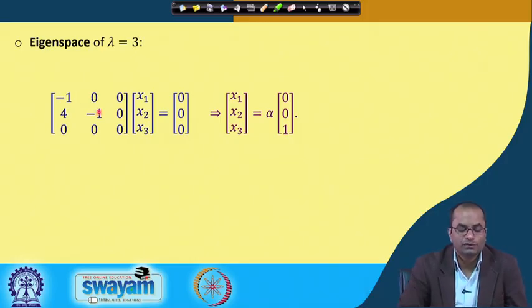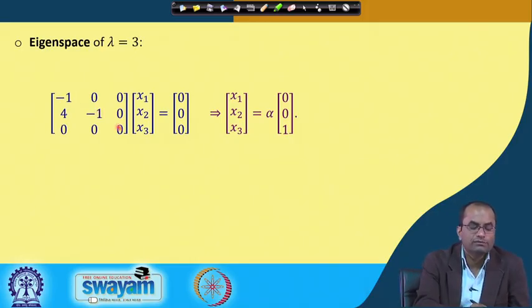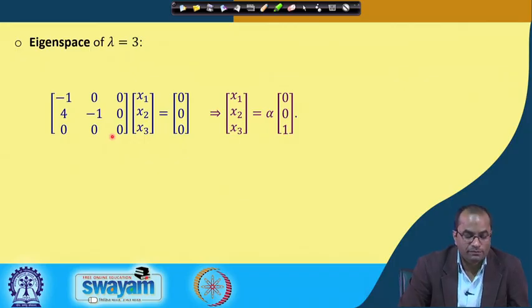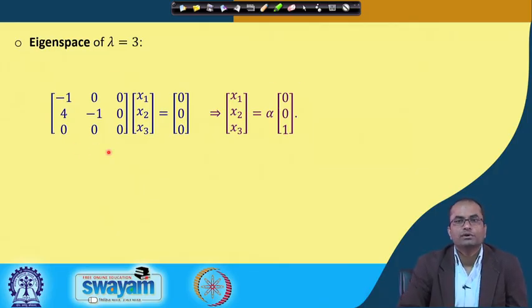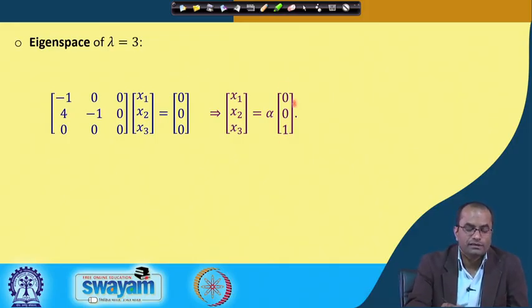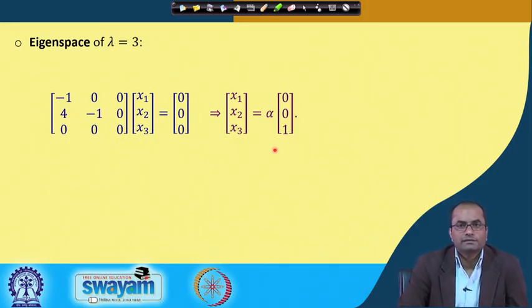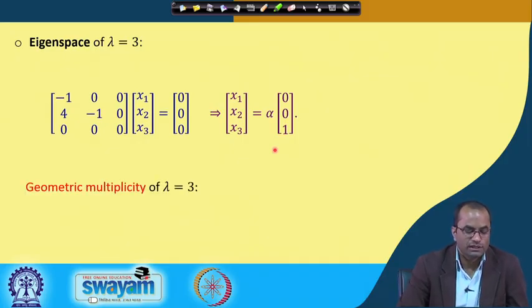So, we will have two pivot elements, and x 3 will be the free variable in this case. Therefore, this alpha corresponds to x 3, and x 2 will be 0 and x 1 will also be 0 from this structure of the matrix. So, we will get the solution alpha times 0 1 1, and as expected there is only one linearly independent eigenvector corresponding to this lambda equal to 3.